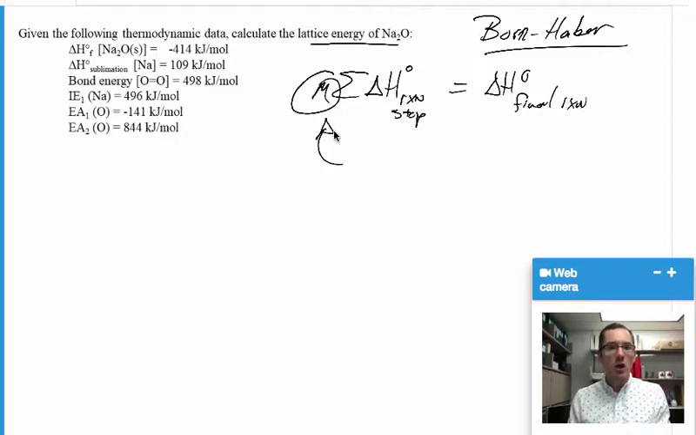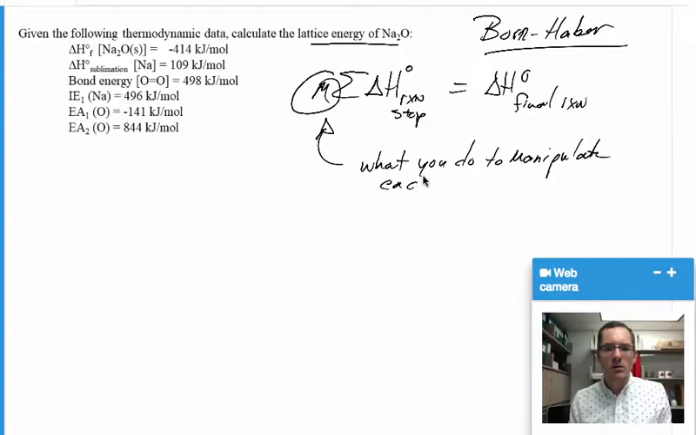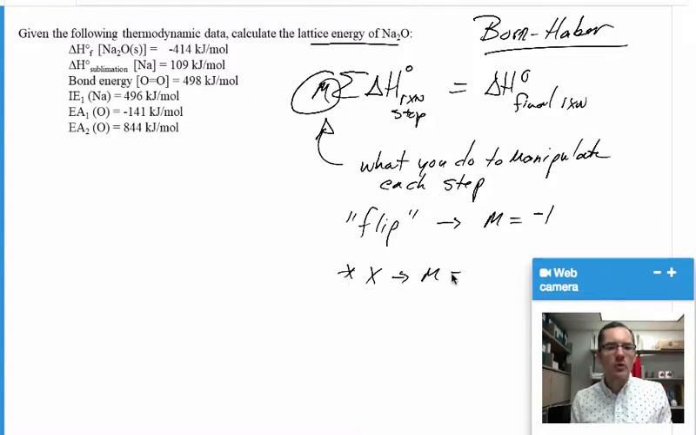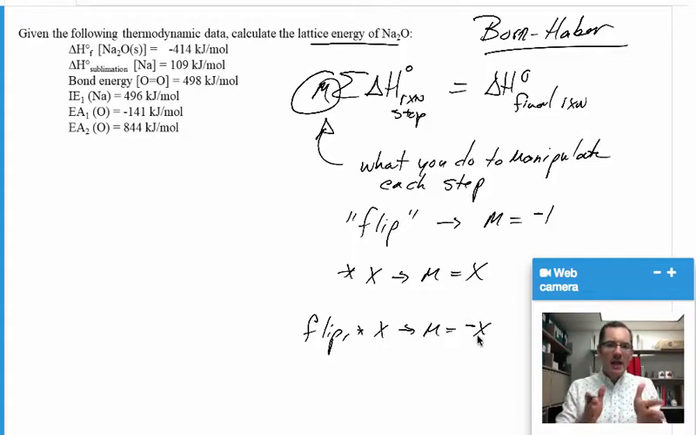Now, the M value, that coefficient, is based on what you do to manipulate each step. So if you were to flip a reaction, that M value is going to become a -1. If you multiply it by some number called x, your M value is simply going to be the x value. If you do both flip the reaction and multiply by x, your M value will be a -x value. And this is just that coefficient that you multiply by some H value.